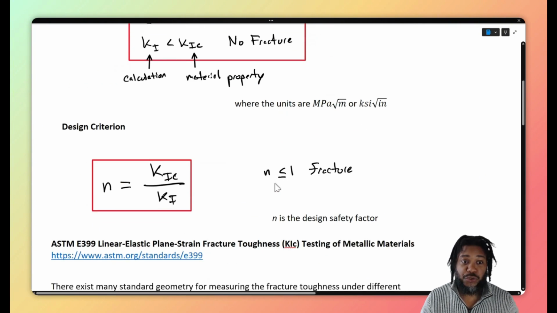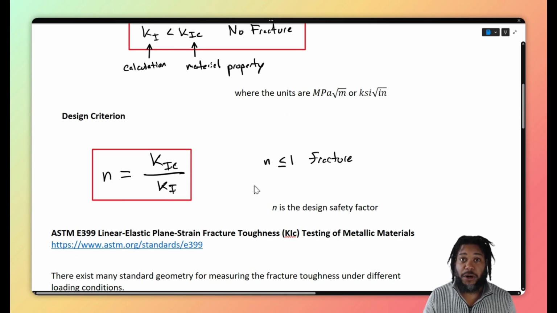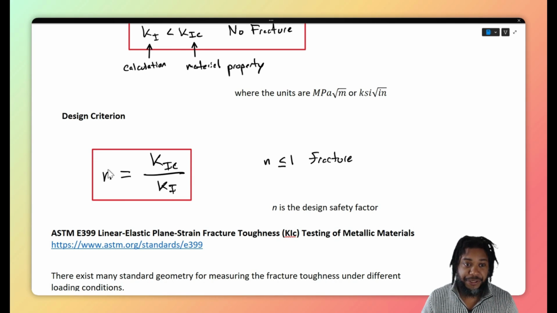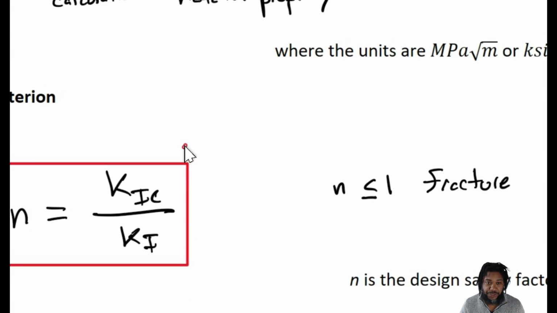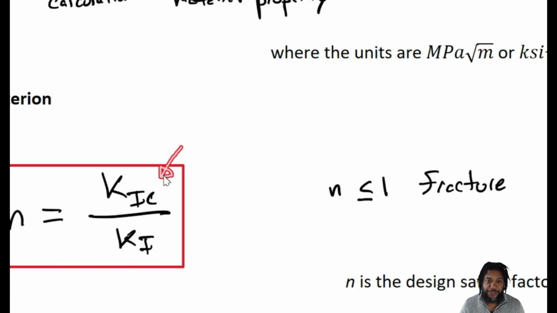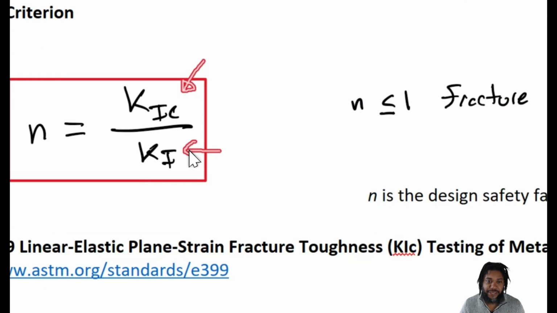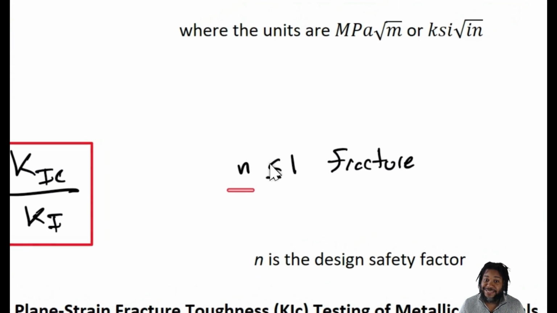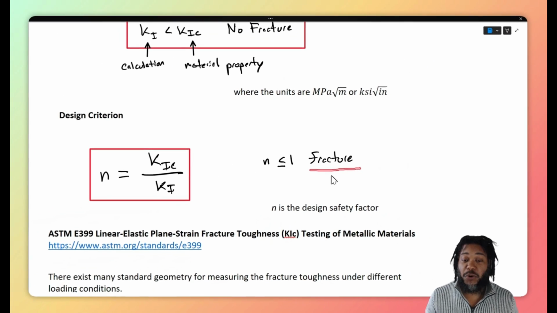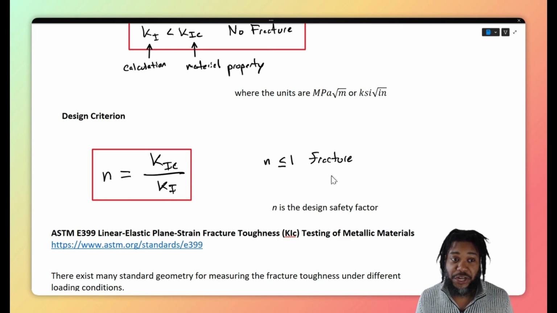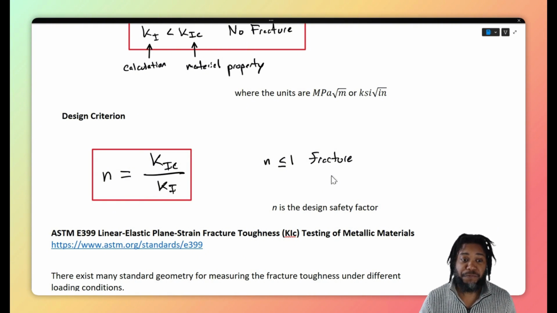Now, if we want to incorporate safety into the design of our component, we can develop this design criterion, wherein our design safety factor N is equal to K1C, our material property, divided by our calculated stress intensity factor, where if N is less than or equal to 1, fracture occurs. And where if N is greater than 1, then we have a little bit of additional design safety.